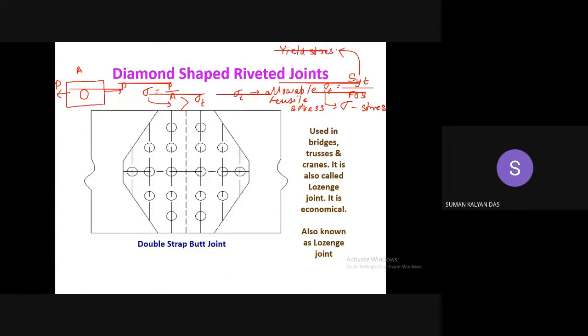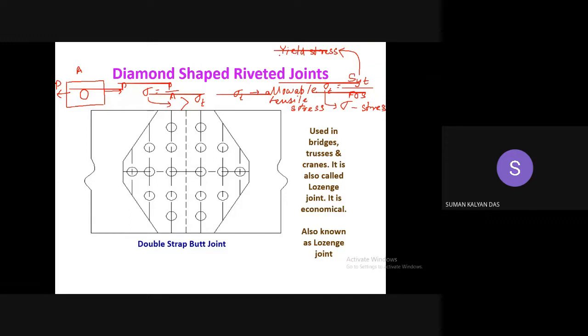I guess some confusion is there in the class regarding yield stress. Some were saying strength, and I heard strain. Okay, so yield stress. Yield stress is divided by the factor of safety, and you get sigma t. So sigma t is your allowable stress.